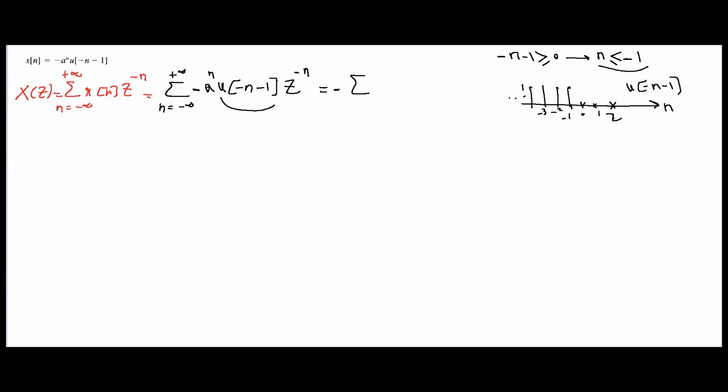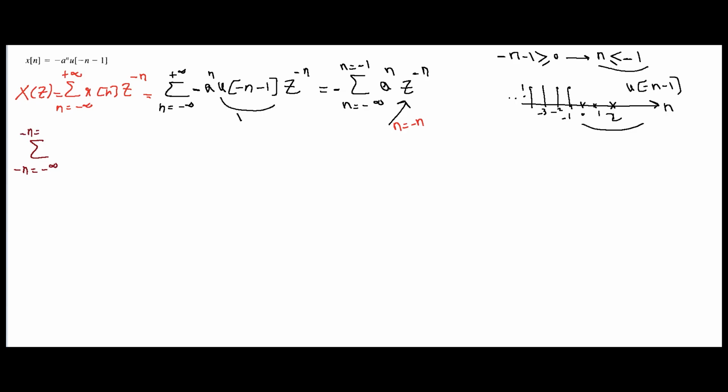Since the unit step function is 0 outside this interval, we no longer need to sum from minus infinity to positive infinity. Instead, the summation becomes from minus infinity to minus 1. Also, because the unit step function is equal to 1 over this interval, we can remove it from the equation. Taking the minus sign outside the summation, the expression becomes minus times the summation from minus infinity to minus 1 of a to the power n z to the power minus n.